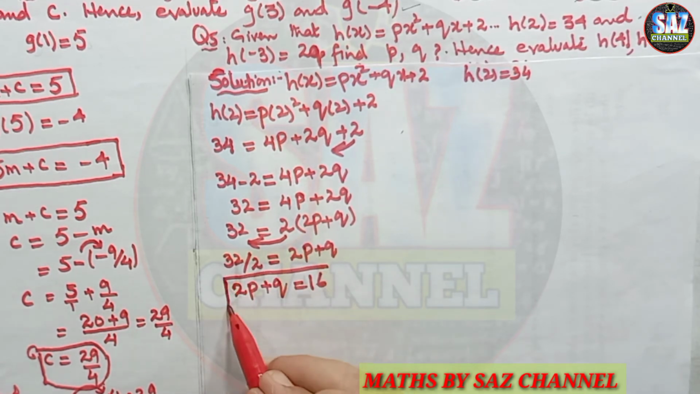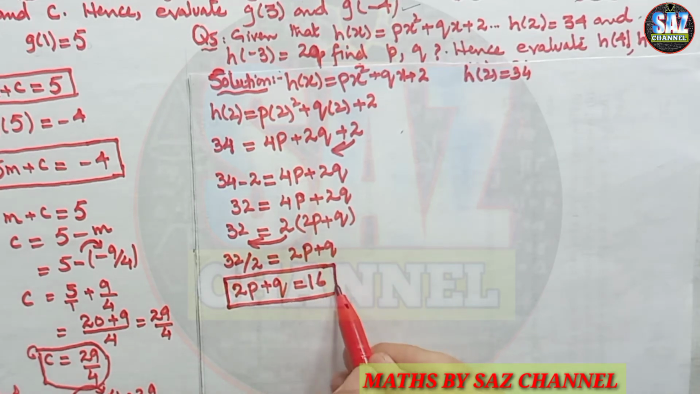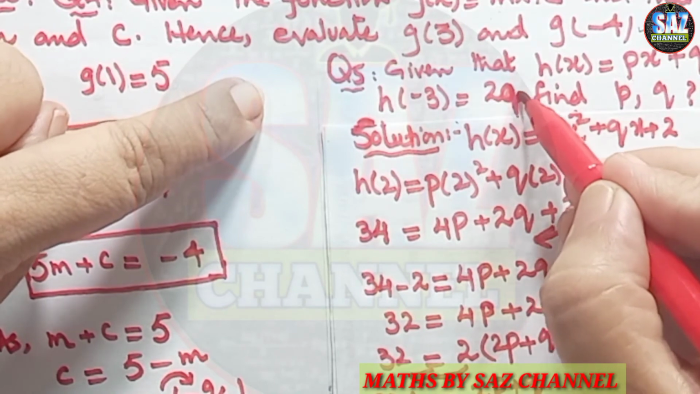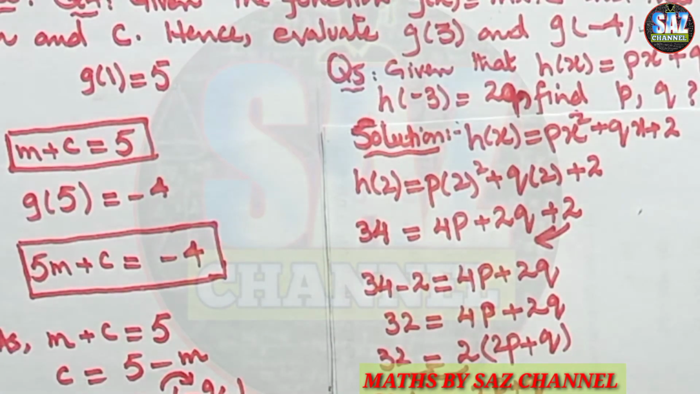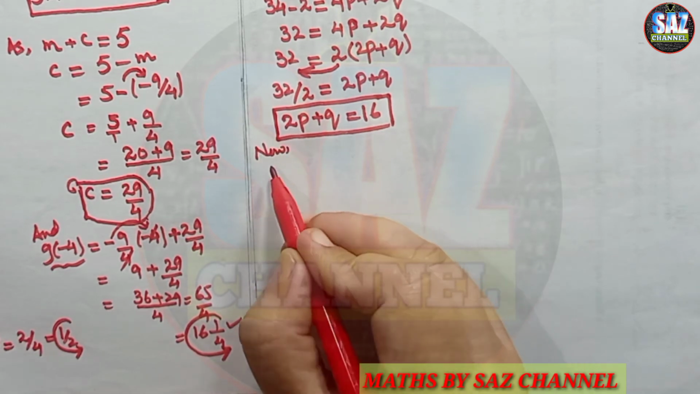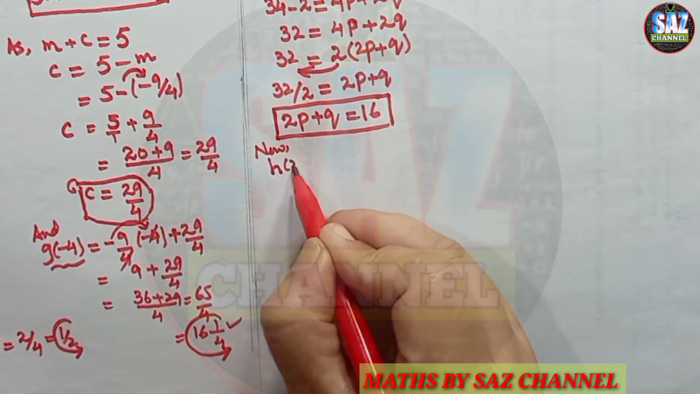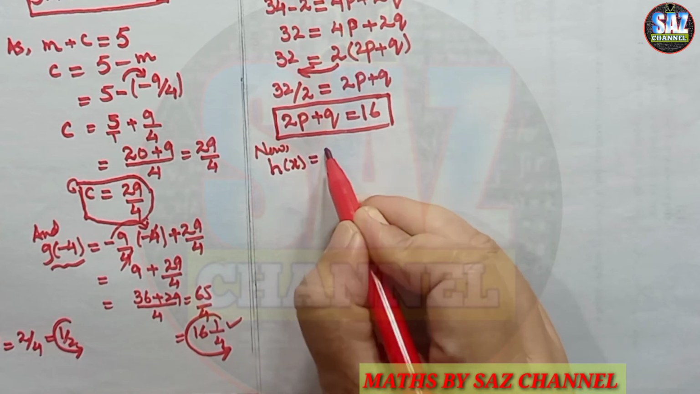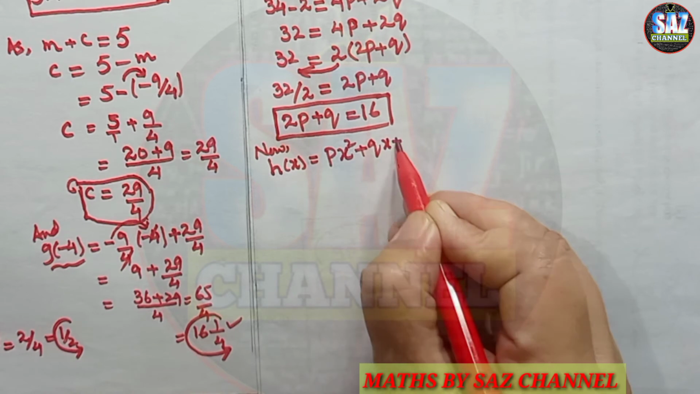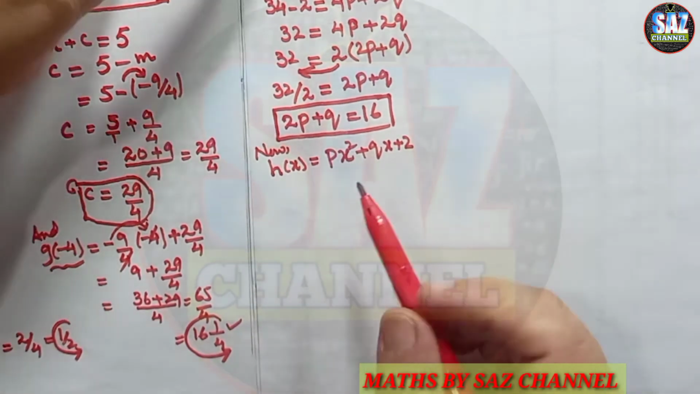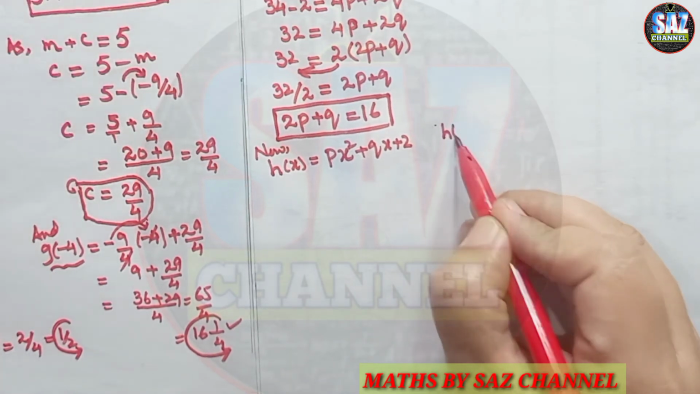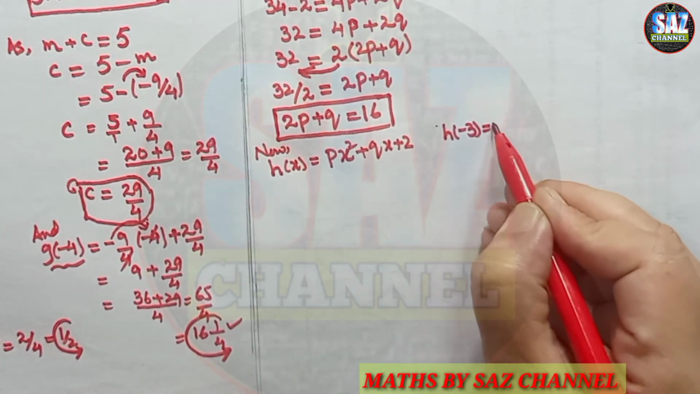Block the equation. Okay, and now let's read the second condition, that is h of minus 3 is 29. So again, now I have to take the function again, that is h of x equals px square plus qx plus 2, and instead of the variable, the second condition is h of minus 3 equals 29.